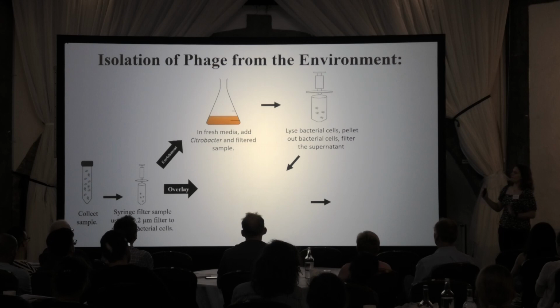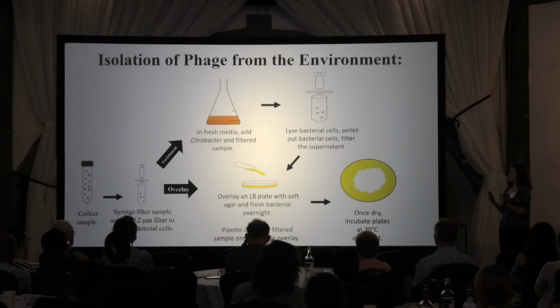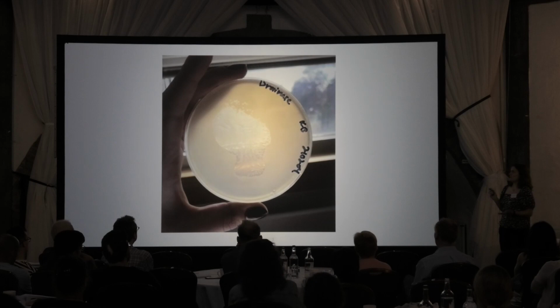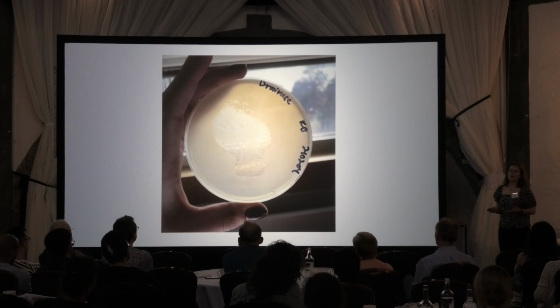Then you do an overlay, and once that overlay is dry, you incubate at 30 degrees overnight. And hopefully you get something that looks like this: a huge clearing, a phage cloud, if you will. But that's not very helpful. That's a bunch of different phages, not really isolated, not one type of phage.